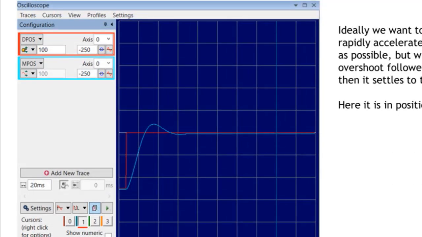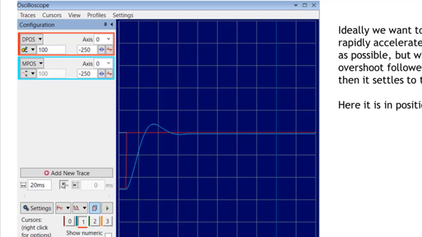If I increase the P gain, I can get it to position a lot faster than that, so we're getting it in about 2.5 squares. Oh, hang on, it starts there, doesn't it? So it's 0.5, so about 3 times 20, so about 60 milliseconds now we're getting it actually into position.